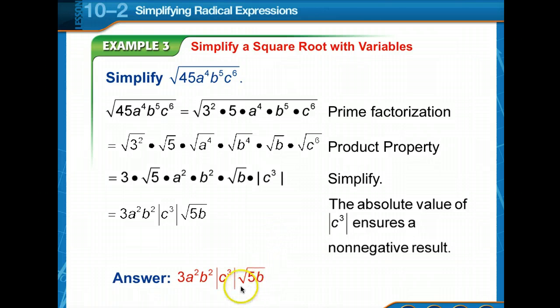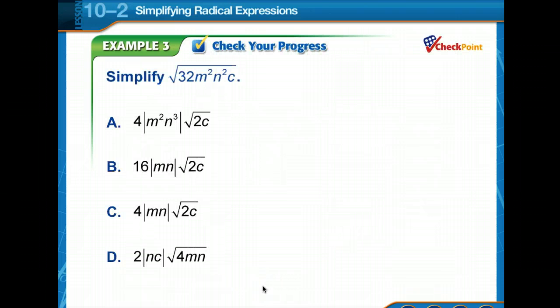So this is our answer, how it's written: 3a squared b squared, absolute value of c cubed, times the square root of 5b. So now time for you to check your progress. Pause the video, work the problem, and come back and see how you've done.